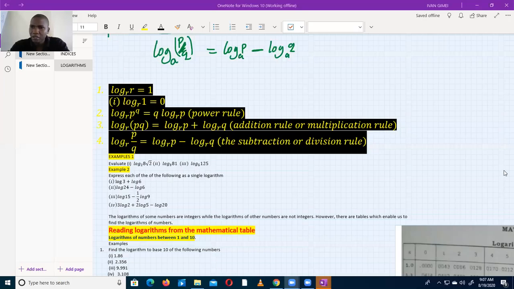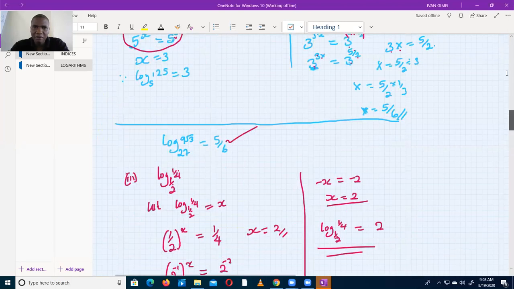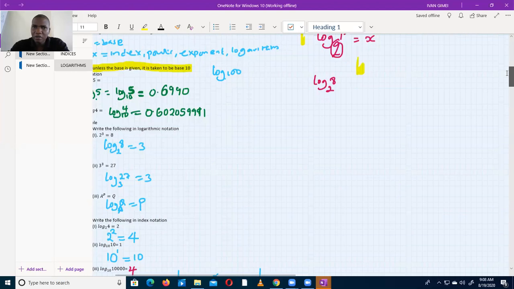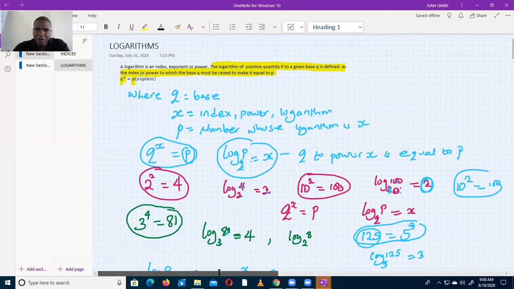Okay, so this is what we looked at the other time. We introduced logarithms, but first looked at the last portion of indices. The most important thing here is understanding the definition of logarithm, and that's what we built on so much in the previous lesson. We're trying to make sense of the definition of logarithm. What is a logarithm?